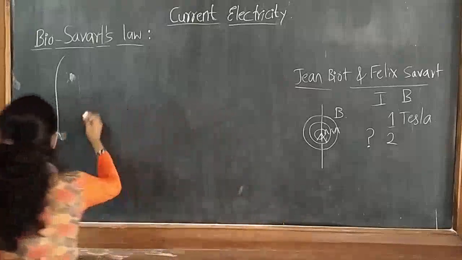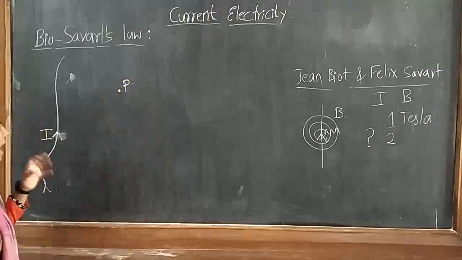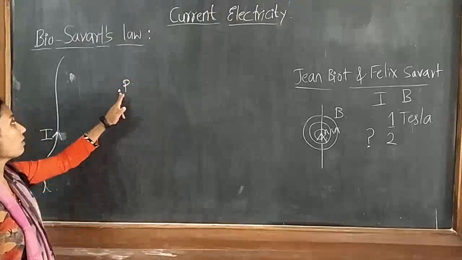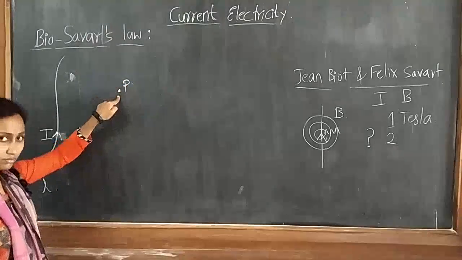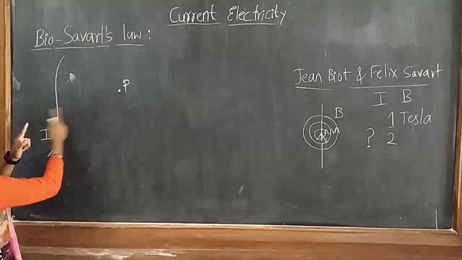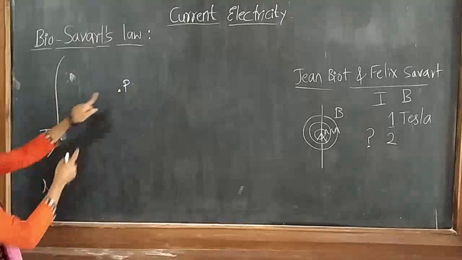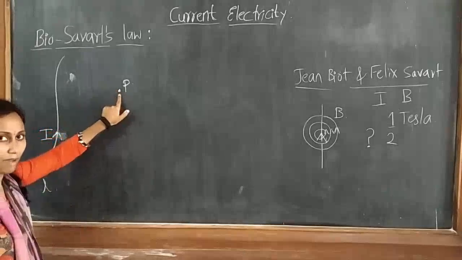So let it be the point is nothing but here. I am taking the point P, and I want to find what is the magnitude of the magnetic field at this point. In all the cases, we have chosen one point P. Here we are finding the magnitude of the magnetic field.